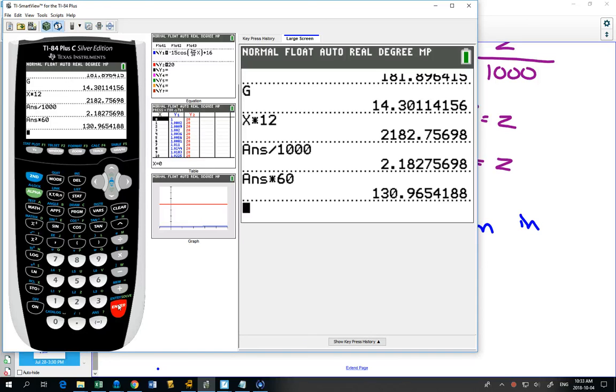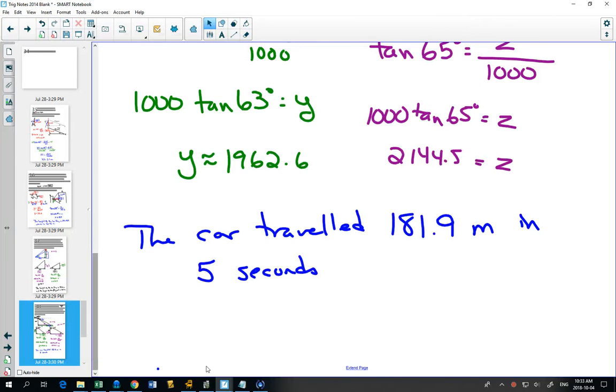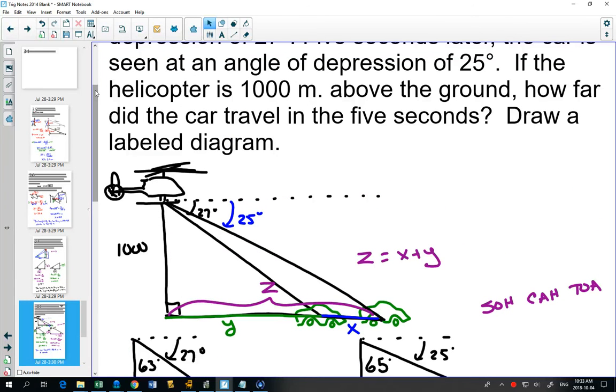130.9 kilometers per hour. Should the police helicopter give this car a speeding ticket? Yes, if he can catch him. Or, right, just deliver the speeding ticket with one of its rockets. Maybe not a good idea.